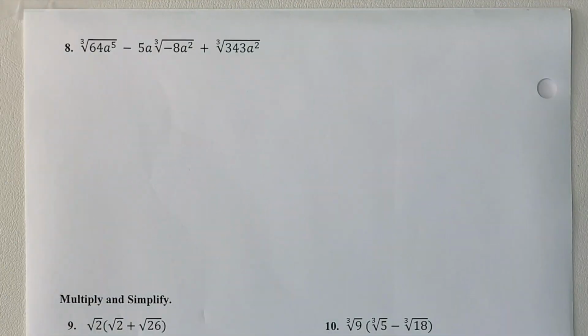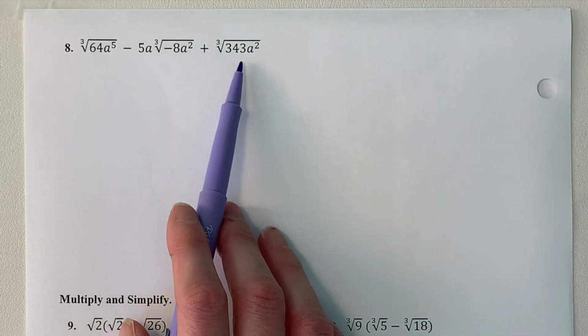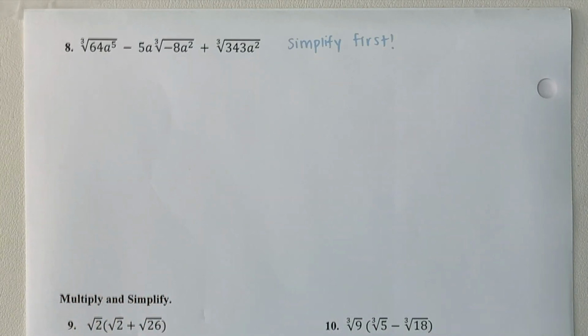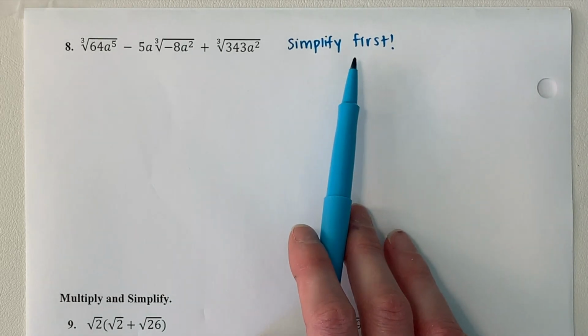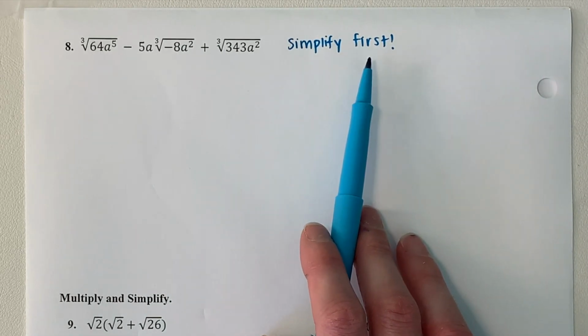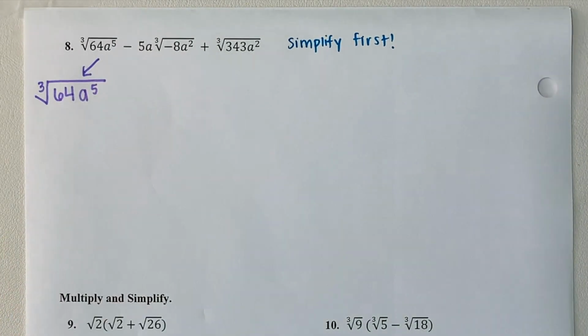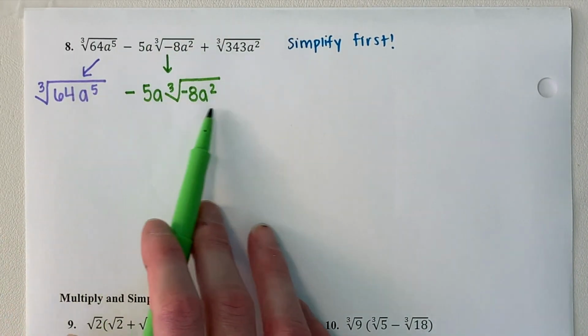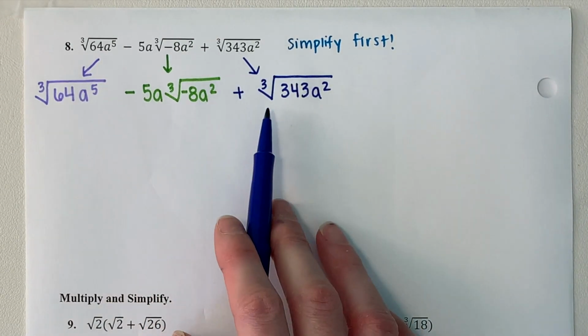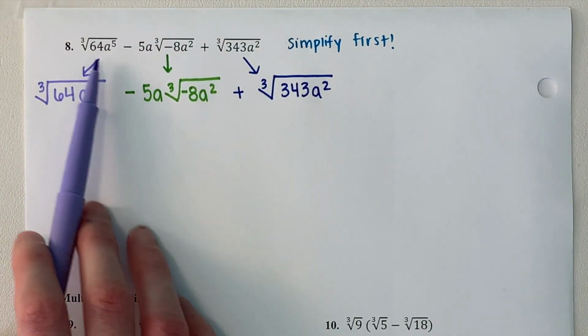For this example, remember, we can only add or subtract radicals if they are like radicals. These are not like radicals since they have different radical bases. So let's first simplify, because maybe after simplifying, we'll then have like radicals. I'm going to simplify this radical in purple here. I'll simplify this radical in green, and I'll simplify this radical in blue. Let's start with this radical here.